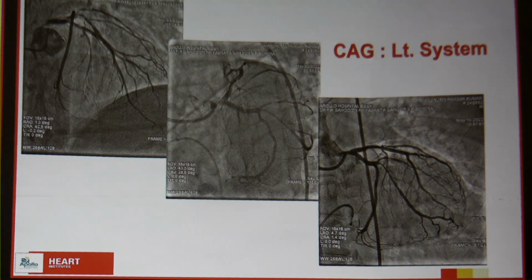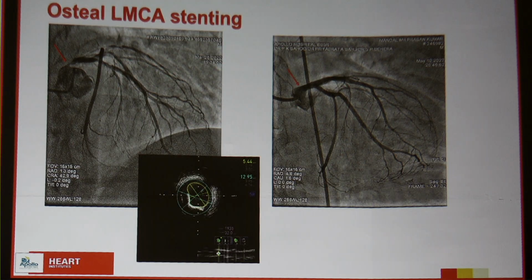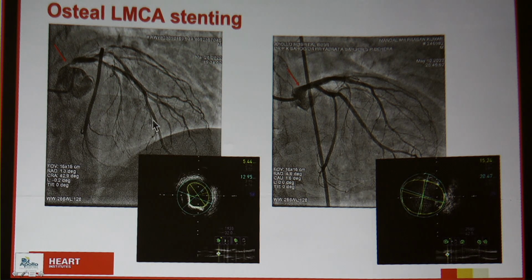Now finally going to ostial LMCA disease, this is a very important role of IVUS in ostial LMCA disease. For example, you see this is a typical ostial LMCA disease. Of course, there is a circ lesion. In the ostial LMCA stenting, pre and post, you can see it went from 5.44 to 15.24. And it was because we did a cutting balloon, as you can see some amount of calcium here, and finally completed the job.